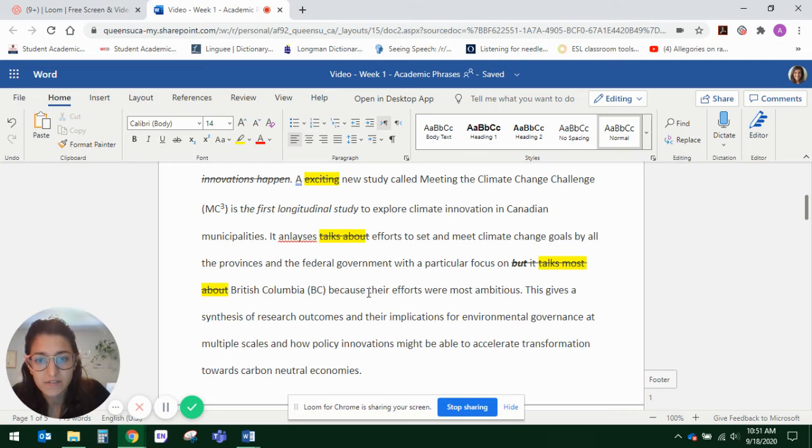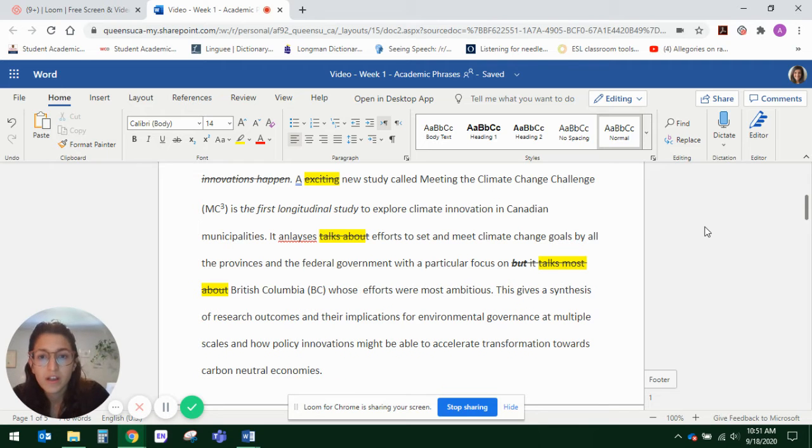I might actually even change this to a relative pronoun, whose efforts were most ambitious. And you'll notice that when you're editing your writing, it's an iterative process. You might make one change to one part of your sentence and then have to go back and make another change. And then after you go through the whole paragraph, you read through and realize you need to make more changes. And that's okay. That's all part of the writing process. So I'm going to leave this for now.